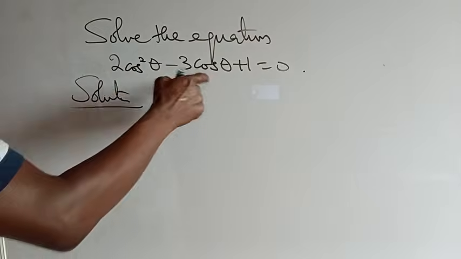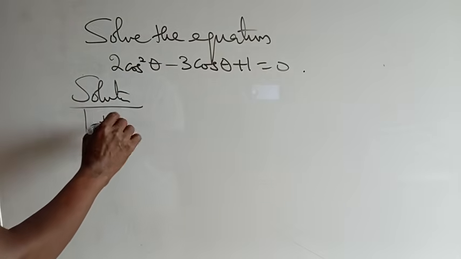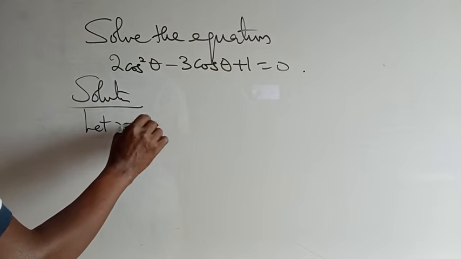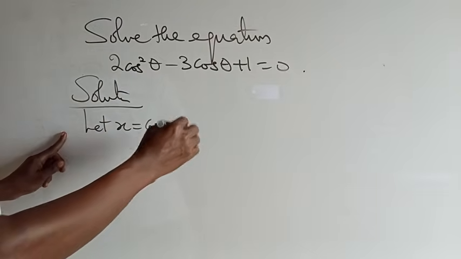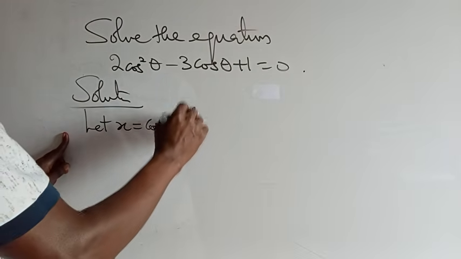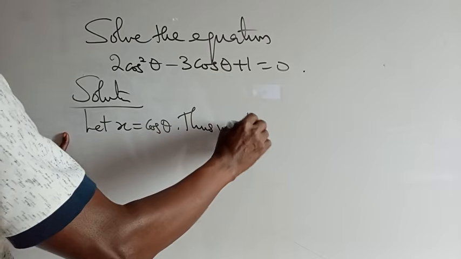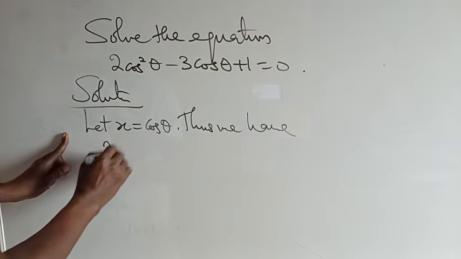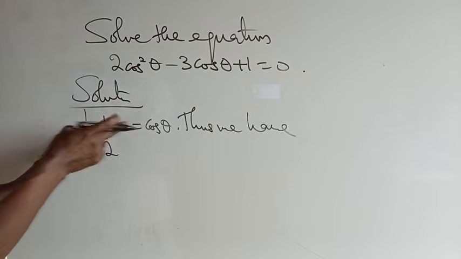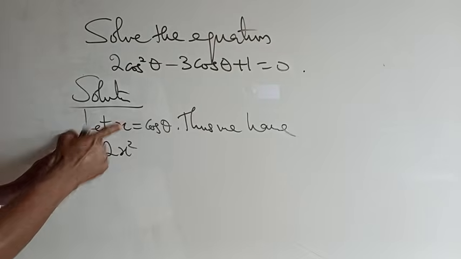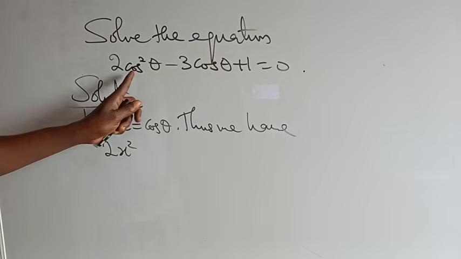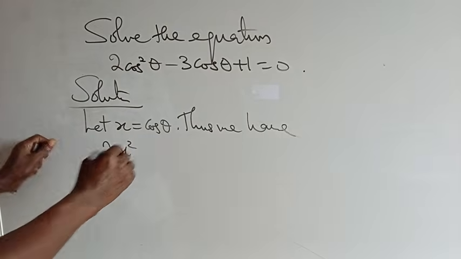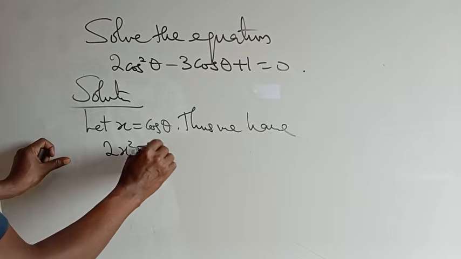because cos theta is common, let x be equal to cos theta. So by the time you put x to be cos theta, then we have 2, because this is cos theta. Now we want 2x squared, because we assume that cos theta is common. So let's represent it by x. So that would be 2x squared minus 3x plus 1.